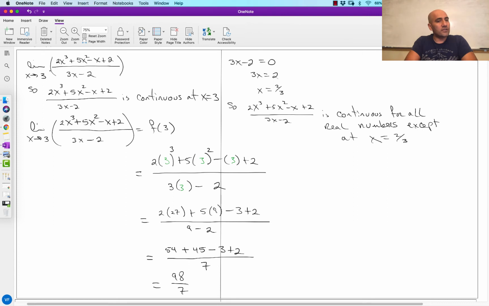And since we are not interested in 2/3, we're interested in 3, that establishes that this rational function is continuous at x equals 3. If it's continuous at x equals 3, it means that the limit as x approaches 3 is just equal to the value of the function at 3. In order to find this limit, all we have to do is evaluate that rational function at 3, right? That makes it really easy. We can just plug it in. Good. So bringing that together, our answer to the original question: this limit equals 98 divided by 7.